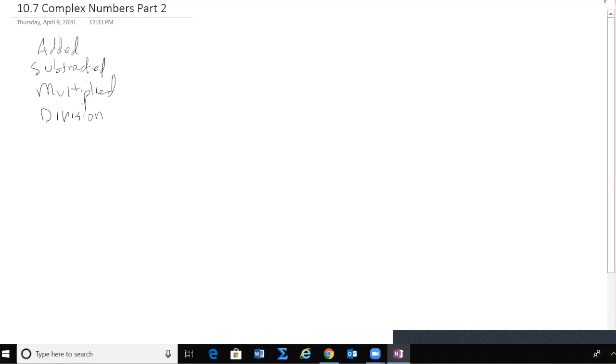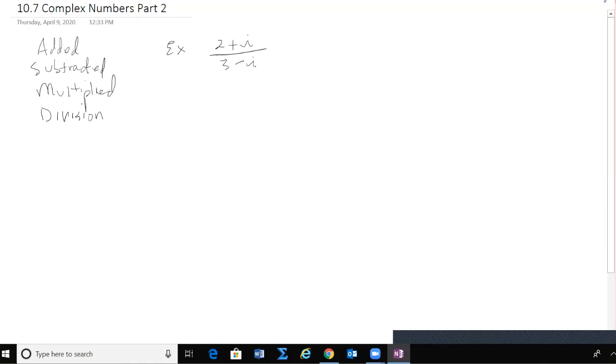Okay, so here's an example. Let's take 2 plus i, and we're going to divide it by another complex number, let's say 3 minus i, for example. Now it's not a long drawn out process like, let's say, long division of polynomials. What we do here is treat it as kind of like a rationalization problem.